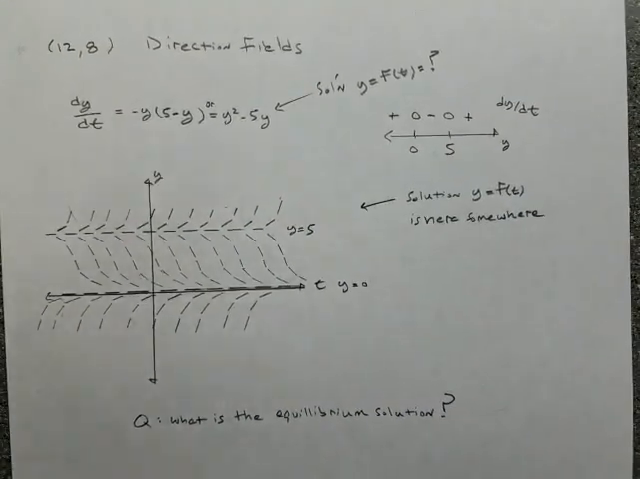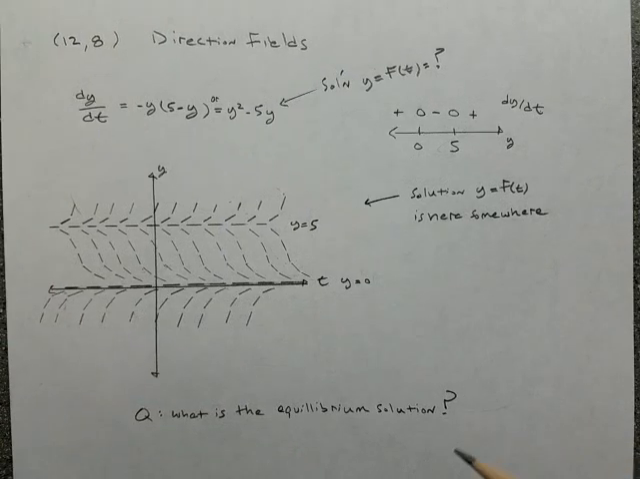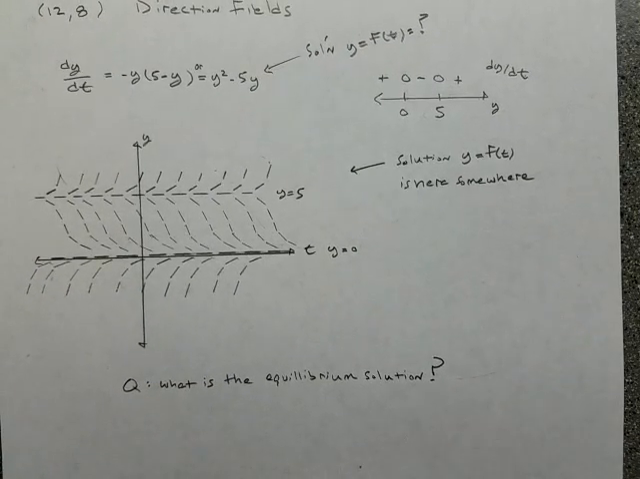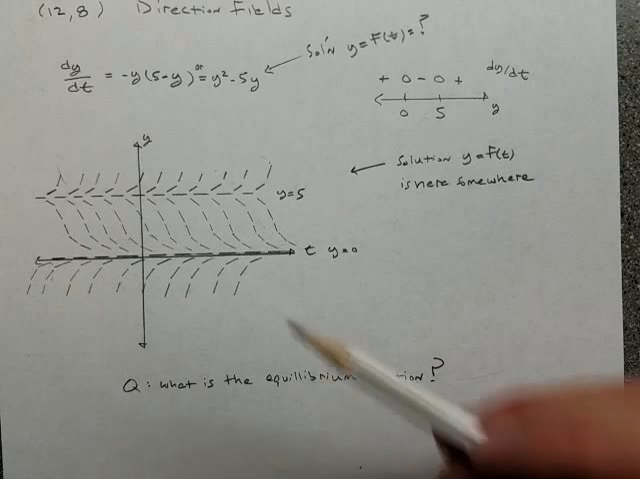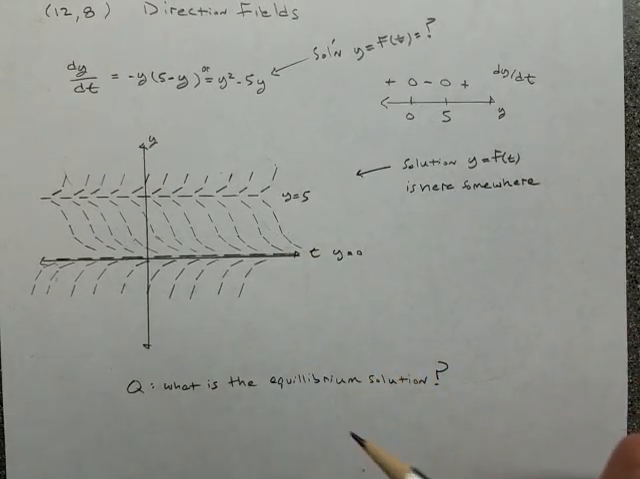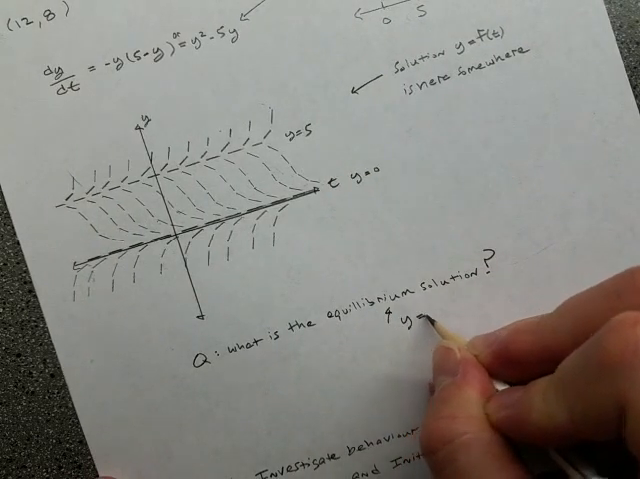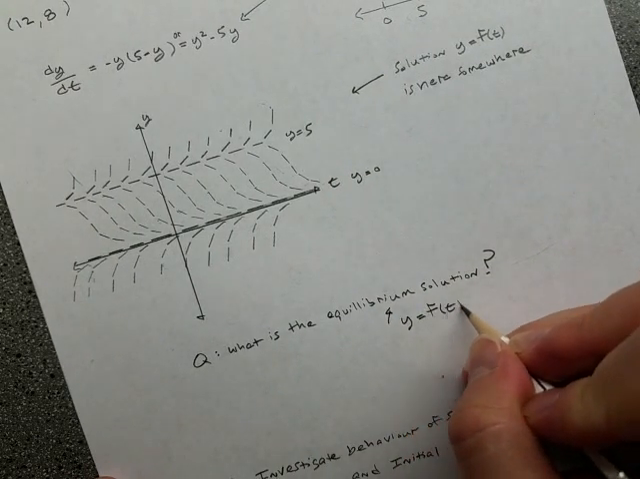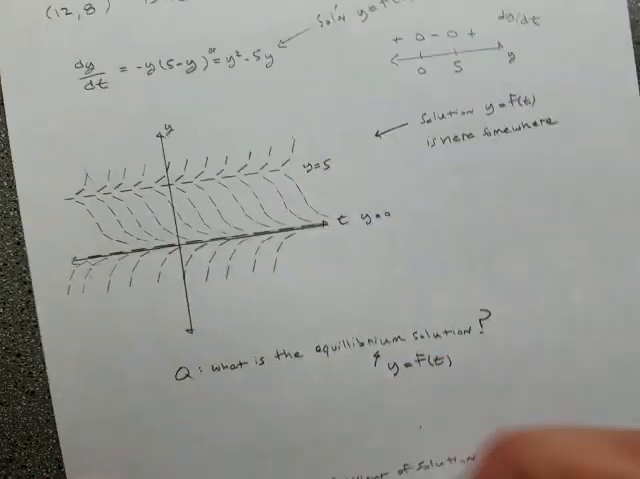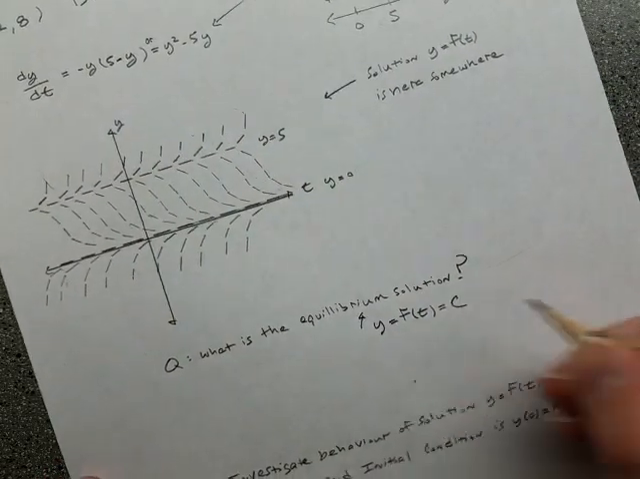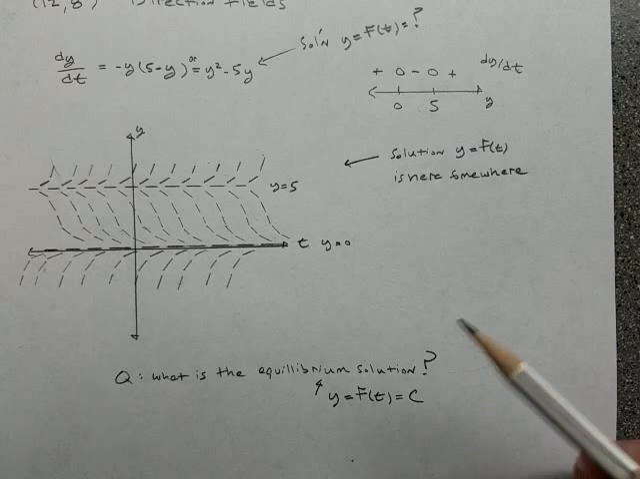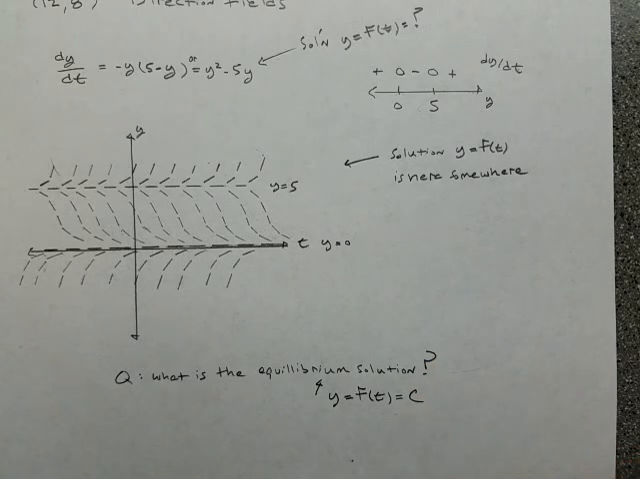Alright, now there were a few other questions about 12, and so here goes. Let's look at this one. What's the equilibrium solution? So what do we mean by equilibrium? That would be a solution that takes the form y being a function of t, of course, but that is constant. In other words, it doesn't vary with t. It's always the same no matter what t is.